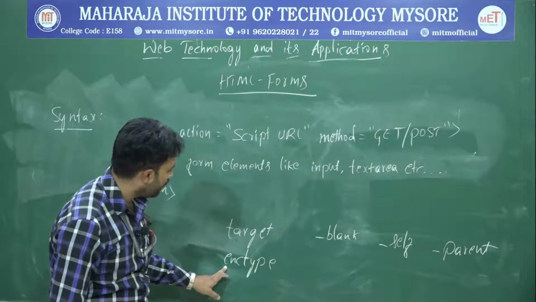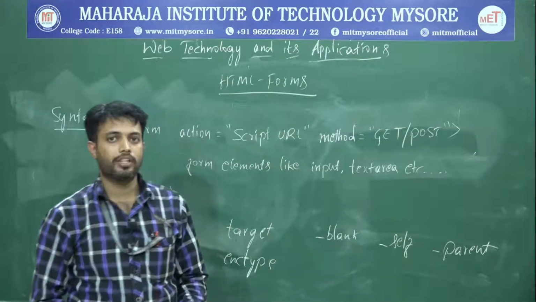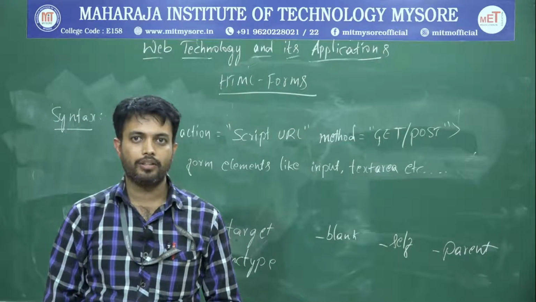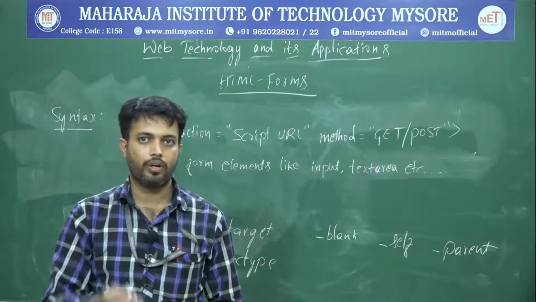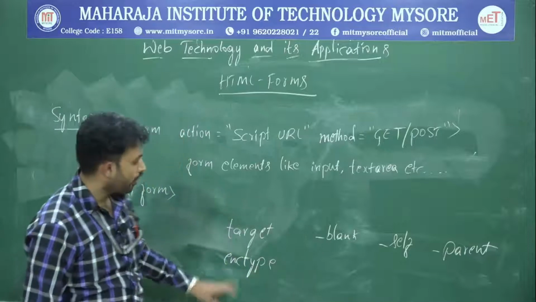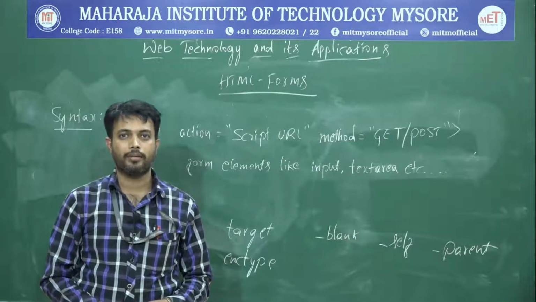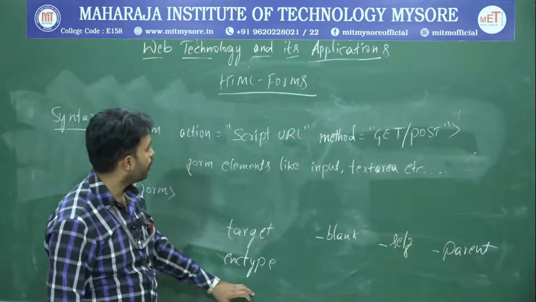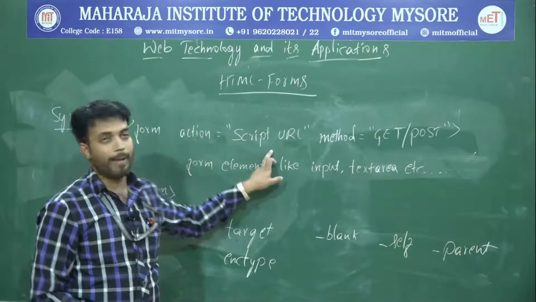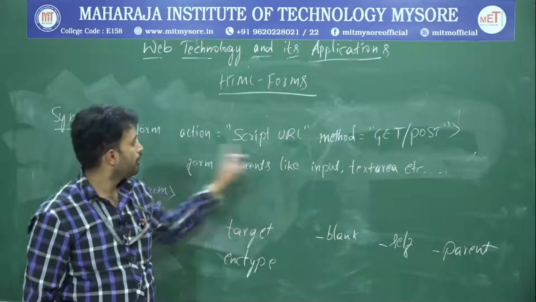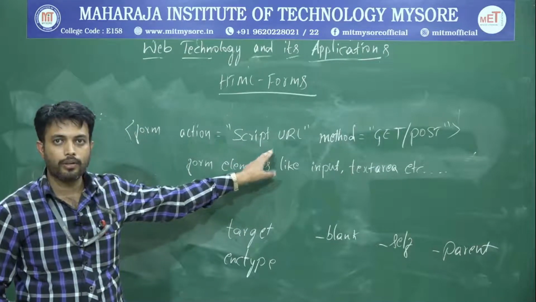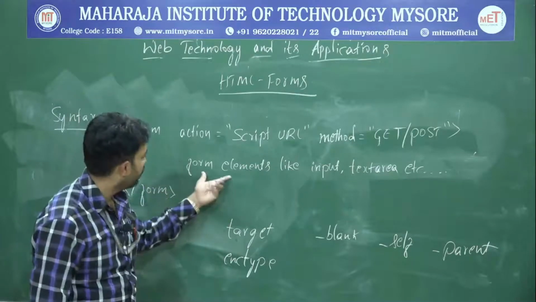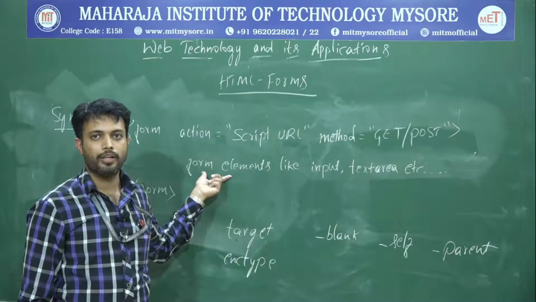Next one is enctype. Enctype is nothing but encryption type. You already studied encryption, so why we need encryption, you all know that. So this is the encryption type: what type of encryption you are going to use in order to send this information to the backend. Got it. So next we'll move on to form elements.